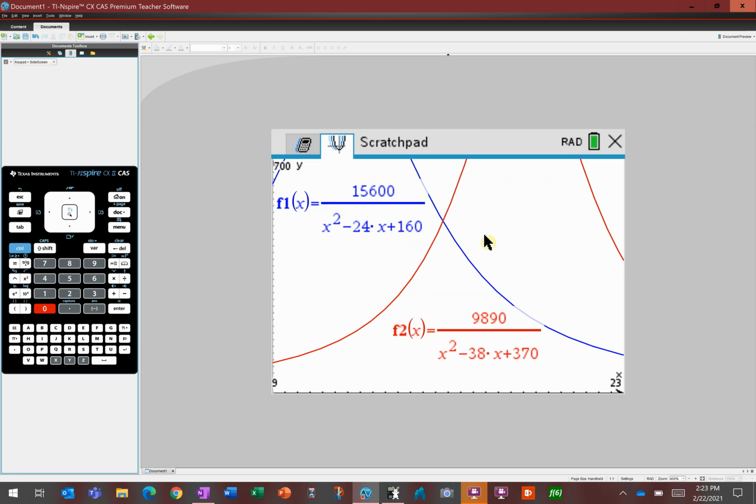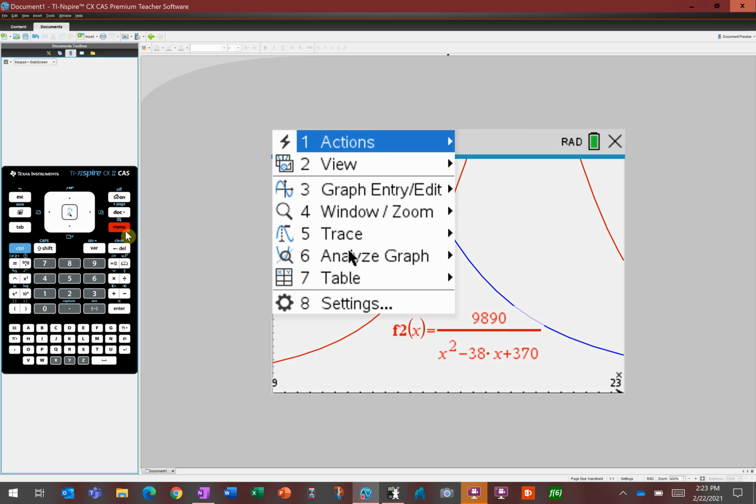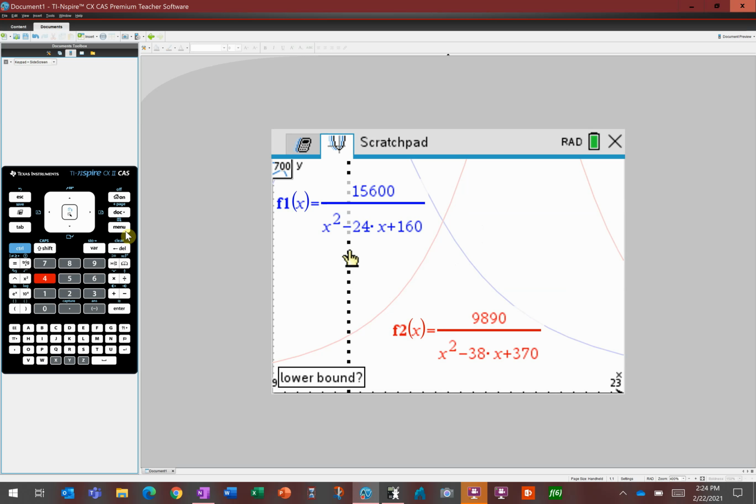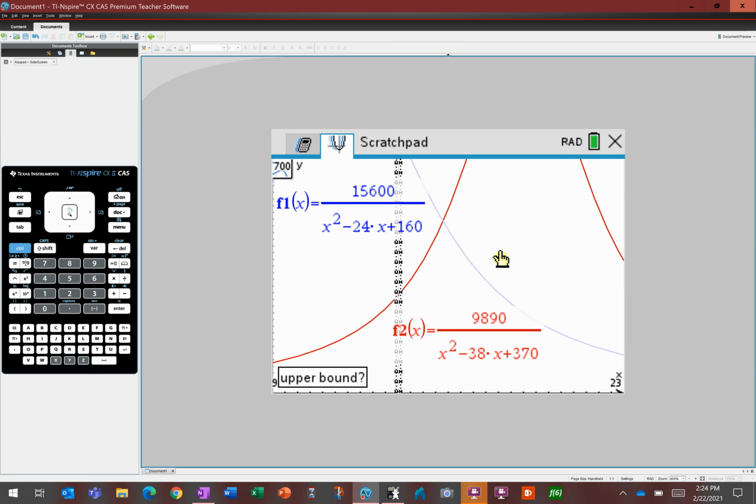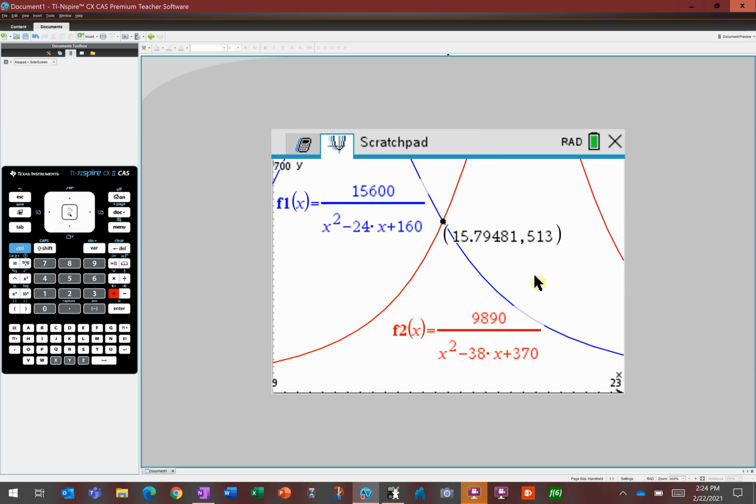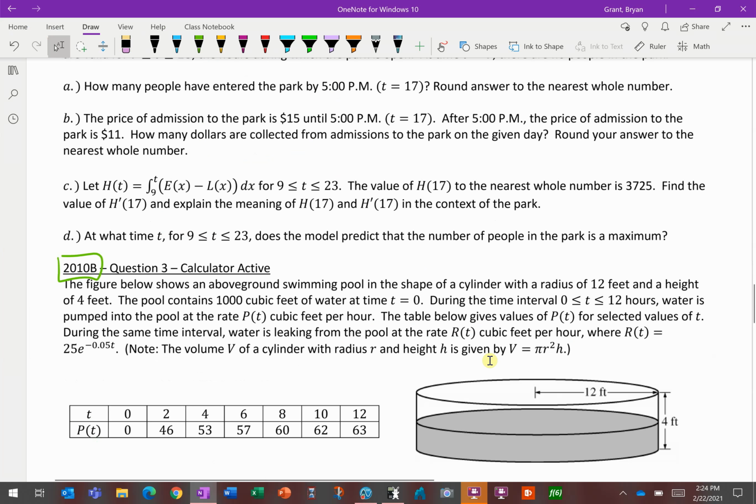I'm so excited. Okay, so looking at this, I only see one intersection point. We can kind of approximate the shape. Maybe I should have gone higher than 700, but it seems fine. So I'm going to find that intersection point: Menu, Analyze Graph, Intersection. We need a few more decimals, though. Now, we have this number right here. Exciting. At a time of 15.7948 whatever, the two rates are equal.